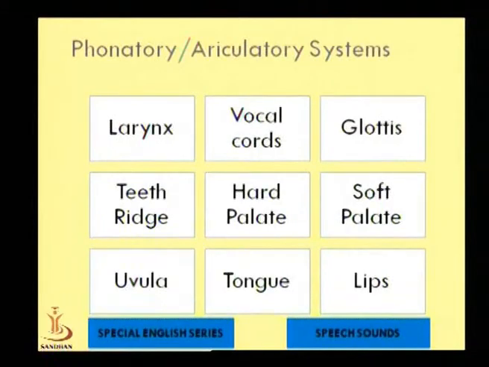Can we look at what are the different parts now? As I showed it to you in that diagram, the larynx, the vocal cords, the glottis, the teeth ridge, the hard palate, the soft palate, the uvula, the tongue, and the lips. Let me say something more about these parts. This is the phonatory and the articulatory systems which create the sound.